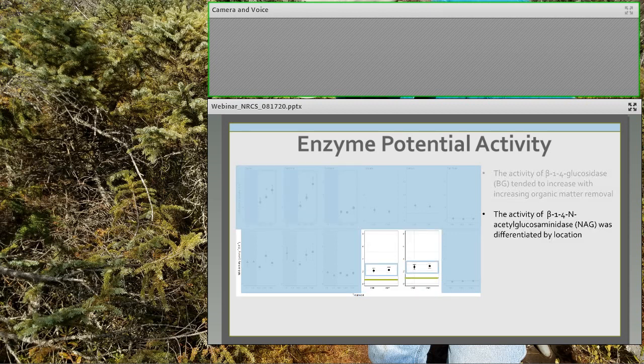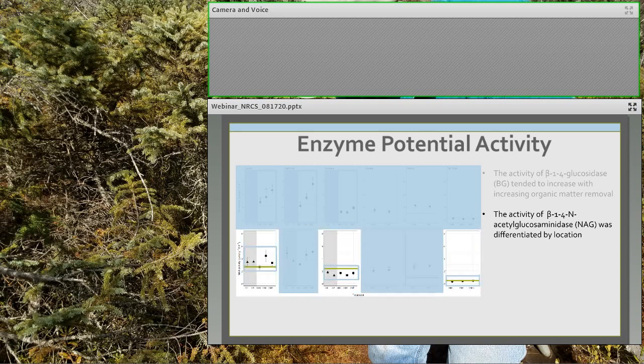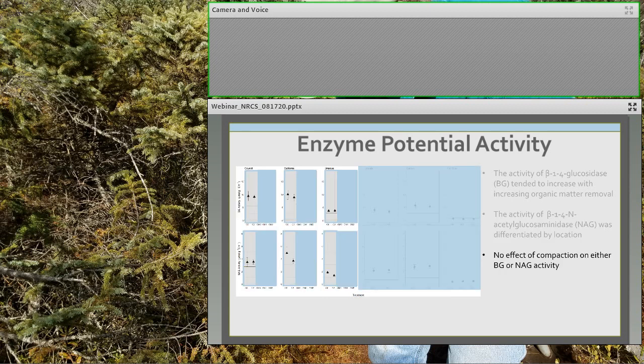NAG activity was inconsistent across sites. Molalla and Matlock had similar activity between organic matter removal treatments, although both were higher than the reference, while activity at Council, Umpqua, and Fall River was similar in all treatments, including the reference baseline. There was no effect of compaction at any of the core sites on activity level of BG or NAG.